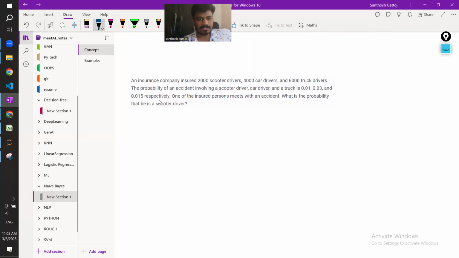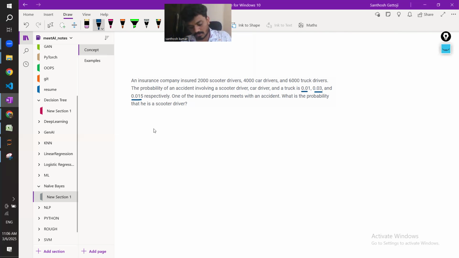Same thing. Here I'm saying an insurance company insured 2,000 scooters, 4,000 cars, and 6,000 trucks drivers. Now the probability of an accident involving scooter, car, truck is 0.01, 0.03, 0.15. That means for scooter it is 0.01, car, and this is truck. Now, one person meets with an accident. What is the probability that it is a scooter?